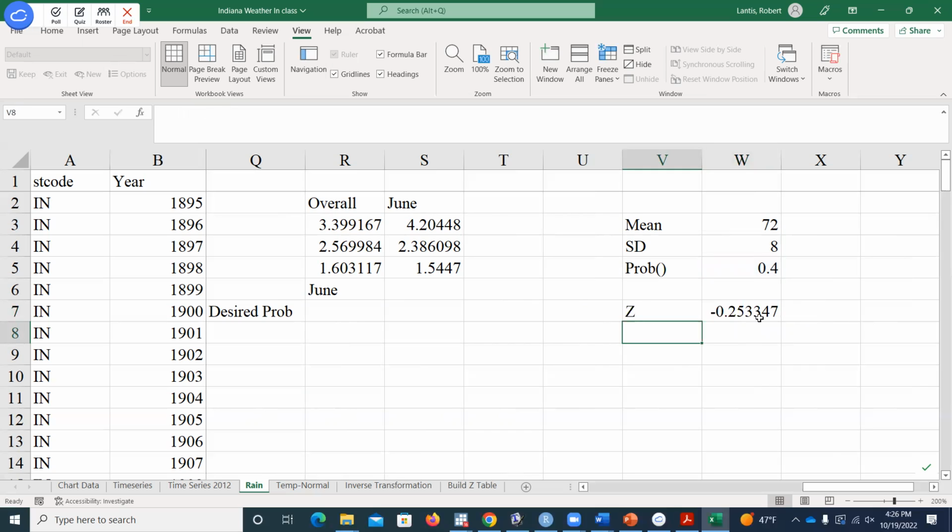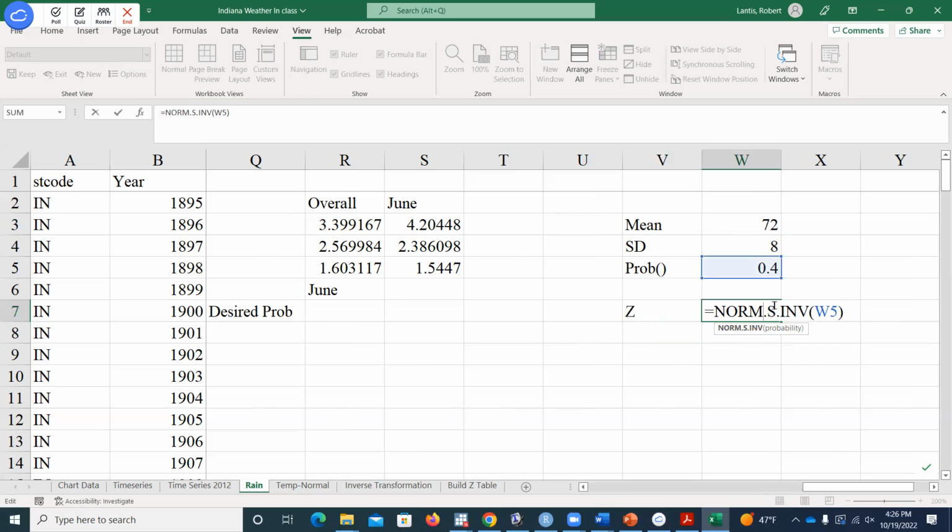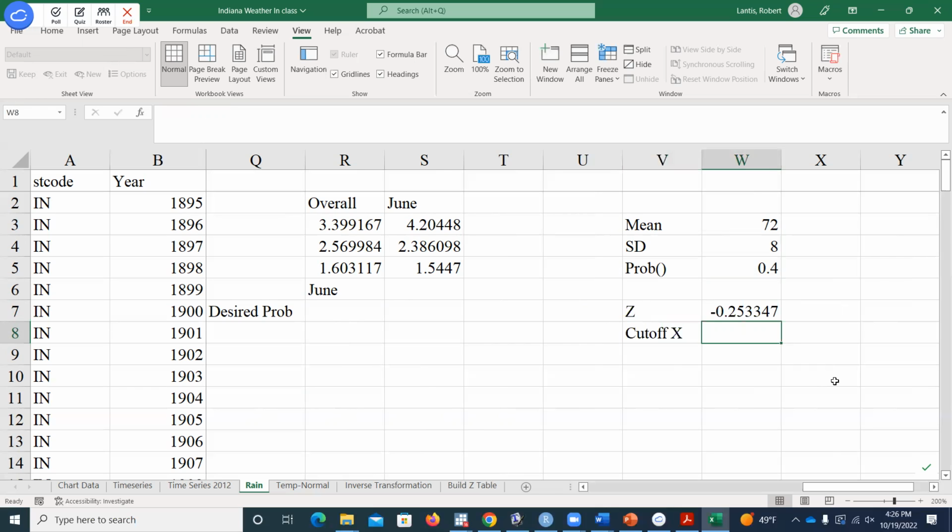All right, so notice I can be a lot more precise using that norm.s.inv. Instead of negative 0.25 to negative 0.26, it gives me negative 0.253347, out to whatever decimal I really want. So it doesn't have to rely on rounding to 2 decimals. I then say, okay, what is this cutoff value for X that I was originally interested in? What's the cutoff test score for that bottom 40%?